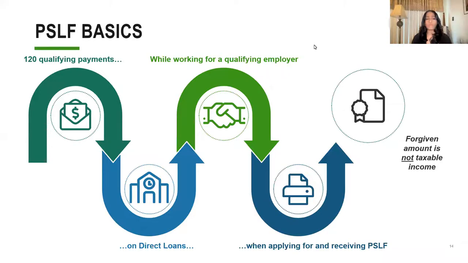So this is just a visual that walks you through what I just said. You make 120 qualifying payments on federal direct student loans while you're working for a qualifying employer. When you're applying for and receiving PSLF, again, we're talking about normal PSLF rules. And at the end, whatever you have left over is forgiven and it's not taxable income. Over the past couple of slides, you've heard me say qualifying quite a bit. And that is where the issues have arisen in PSLF over the years, because so many borrowers don't know what qualifying means. It's been confusing and changed. So we're going to go through each of those pieces, because at FSA, we like to say, instead of qualifying, you have to have the right loan with the right repayment with the right job.